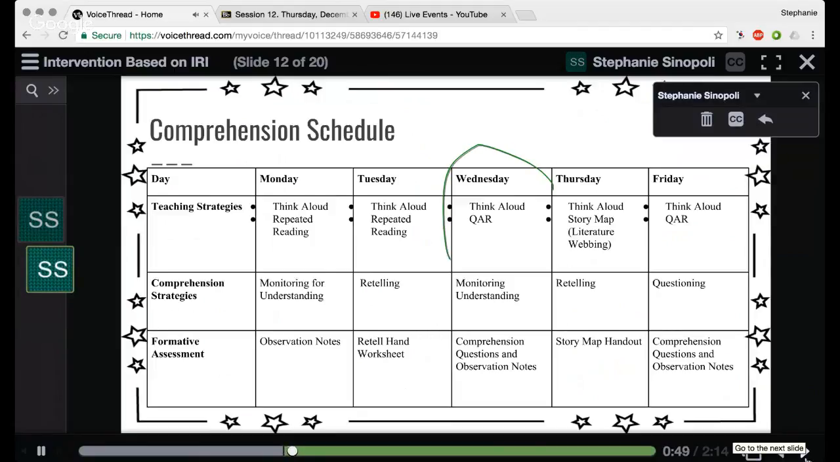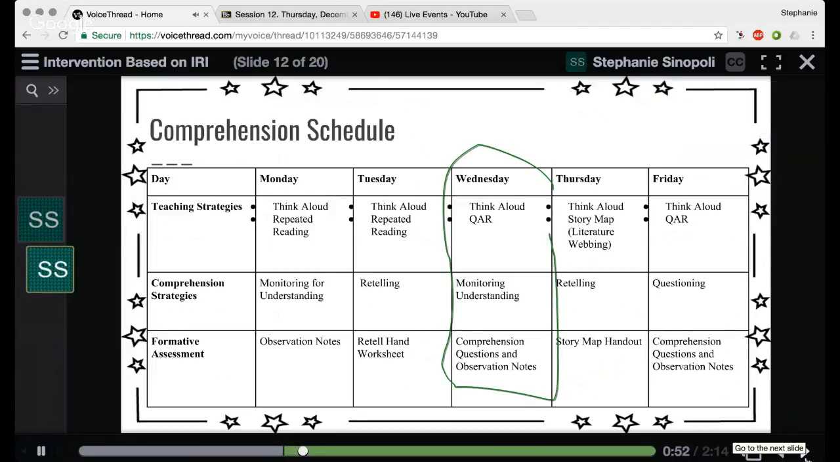On Wednesday, the teaching strategy being used will be Think Aloud and QAR. Jackie will learn how to answer literal questions that are stated within the text through QAR in the teacher's Think Aloud. The comprehension strategy addressed will be monitoring for understanding and pausing to make sure that an unknown word fits in that sentence for meaning. And the formative assessments will be comprehension questions for QAR and observation notes to make sure that the student is monitoring for understanding.